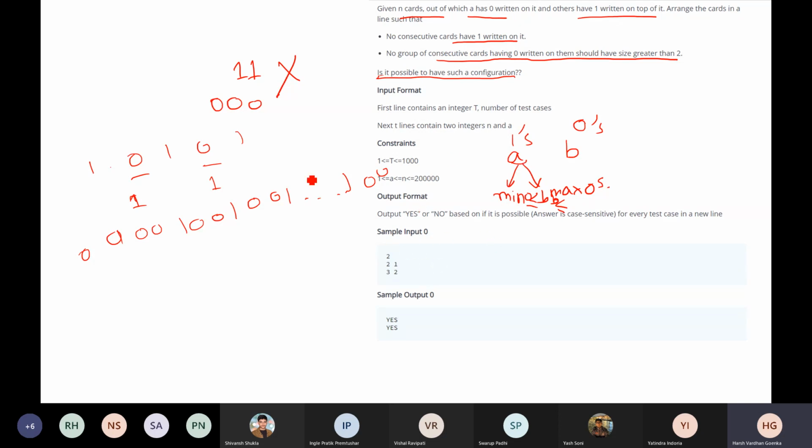So how will we do that? As he said, if we fix the number of ones, then what will be the condition on b? The minimum number of zeros should be a minus one, and the maximum it could be is 2a plus 1.